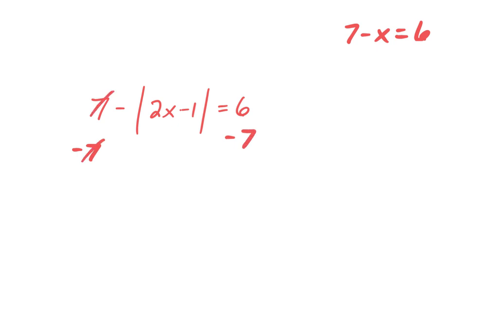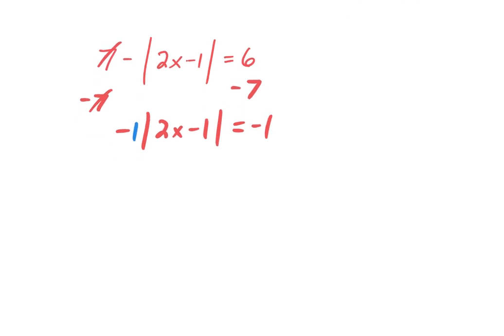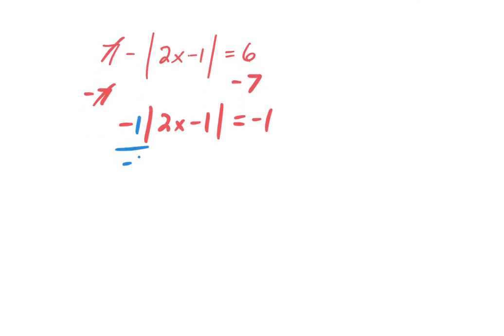Get rid of everything on the outside. Now, we could treat that as like a -1 right there. There's no coefficient in front of it, so we think of it as a -1. And we've got to get rid of it, so we're going to divide by -1, because we can't distribute, so we're going to divide by it. That gets my absolute value by itself.